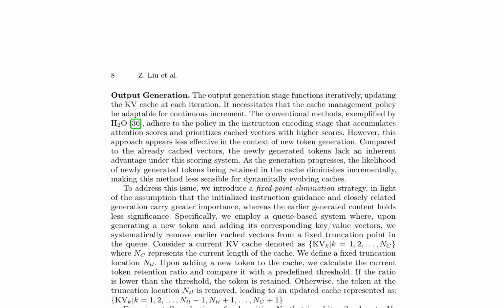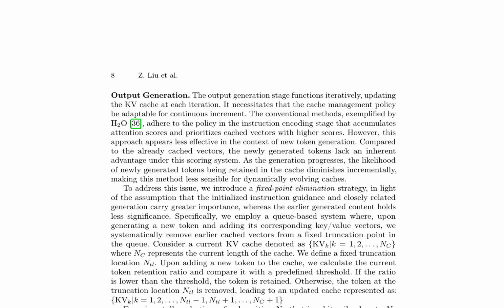Conventional caching strategies for large language models face limitations when generating new tokens. To address this, the elastic cache method is introduced, employing a queue-based system that systematically eliminates earlier cached vectors from a fixed truncation point upon adding a new token. This approach prioritizes initialized instruction guidance and closely related generation, while diminishing the significance of earlier generated content. Elastic cache is evaluated through extensive experiments on two prominent large vision language models, LLaVA 1.5 and Qwen-VL, demonstrating its effectiveness and efficiency in instruction following chat generation datasets.